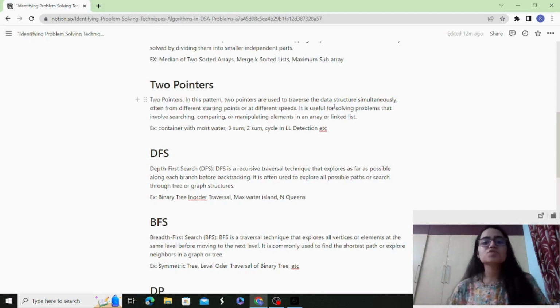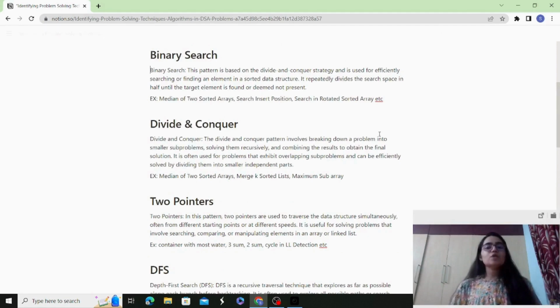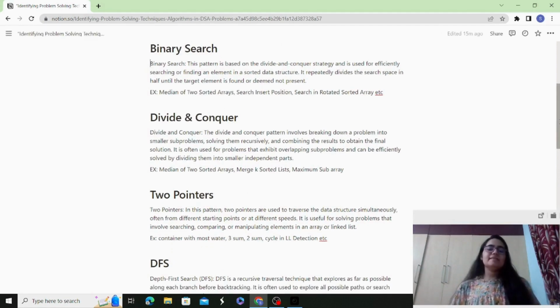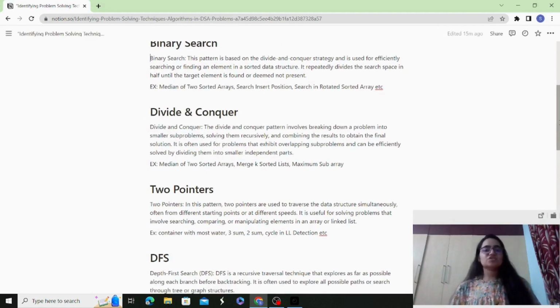So two pointers are used to traverse the data structure simultaneously. Remember, the two pointers are moving simultaneously, often from different starting points and at different speeds. So it's useful for solving problems that involve searching, comparing, or manipulating elements in an array or linked list. Whenever you want to compare the element values in the two linked lists or a data structure, then go ahead with the two pointers approach.